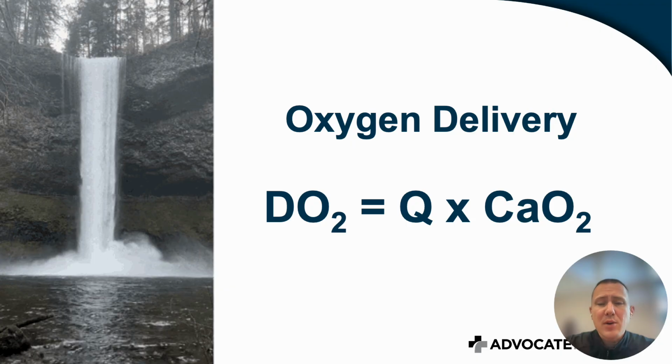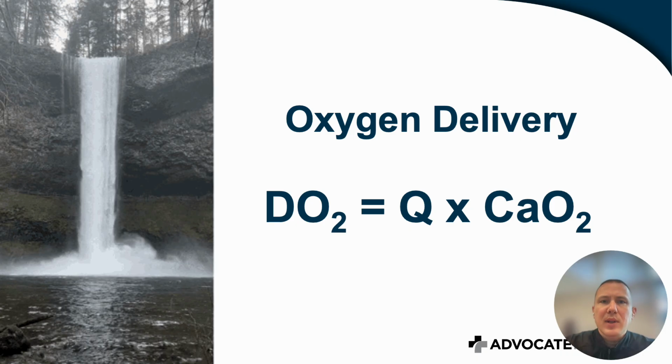So the common formula that has been used to describe oxygen delivery is multiplying flow, like in this waterfall, times the oxygen content in the blood, which is represented by hemoglobin and the oxygen saturation of that hemoglobin. So the flow is really what we will be talking about today.